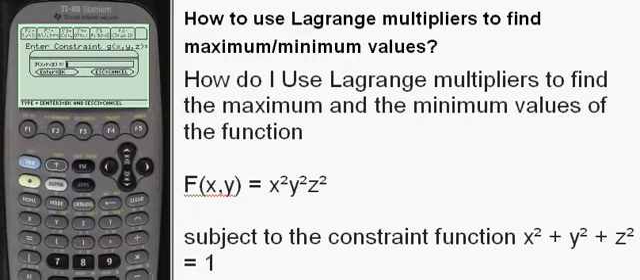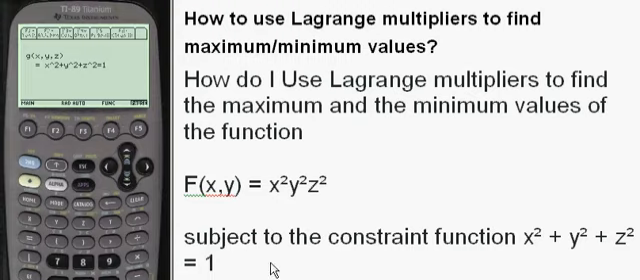I'm going to choose number 1, and we're going to put in the constraint. Here's the constraint. I've already added that: x squared plus y squared plus z squared equals 1. And again, we're saying that's okay.